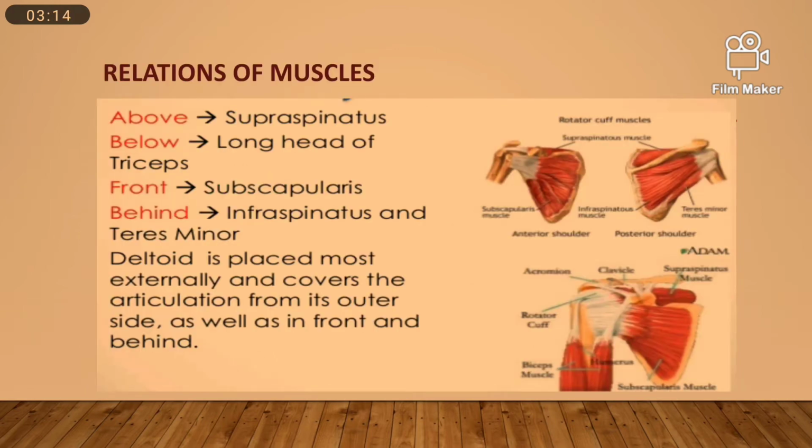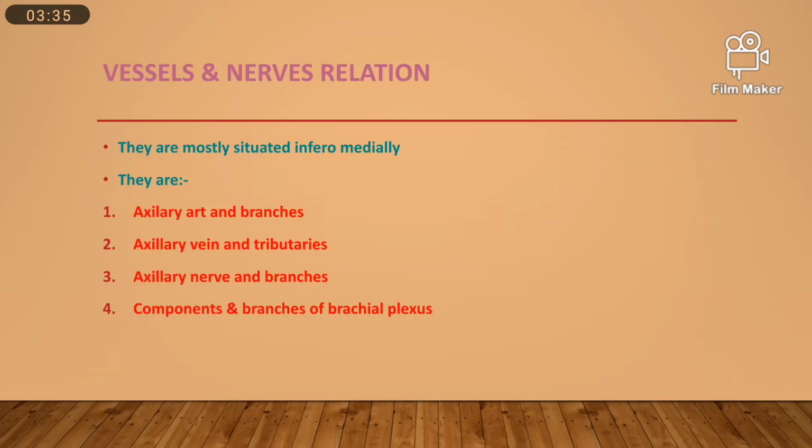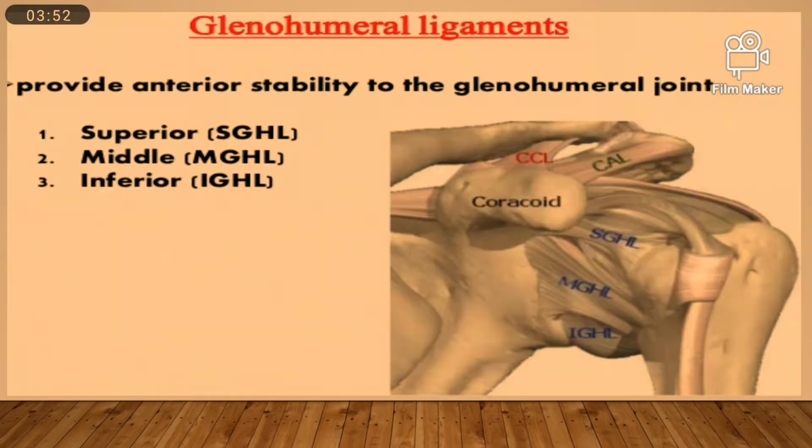Now the relation of the muscles: above supraspinatus, below long head of the triceps, in front subscapularis, behind infraspinatus and teres minor. Deltoid is placed almost externally and covers the articulation on the outer side as well as in front and behind. Similarly, pectoralis major also covers from anteriorly. Vessels and nerves in relation: they are in the axilla, they are the axillary artery, axillary vein and its tributaries. The axillary artery also has branches, and the axillary nerve and its branches, and components of the brachial plexus also have branches.